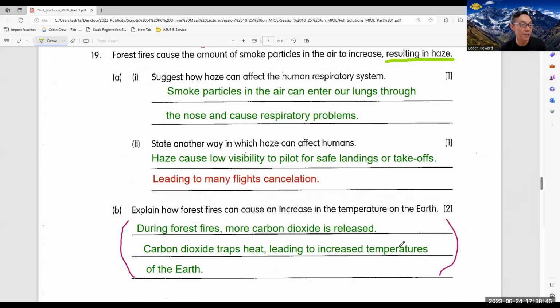Okay, for this one, you need to understand that carbon dioxide has a property that traps heat. Okay, I'll send you a video link later. Search YouTube, just search Haze song. Okay, so during fire, more carbon dioxide is released. Okay, so you can write down that this part where I copy the link is for those people who are interested to find out the Haze song.